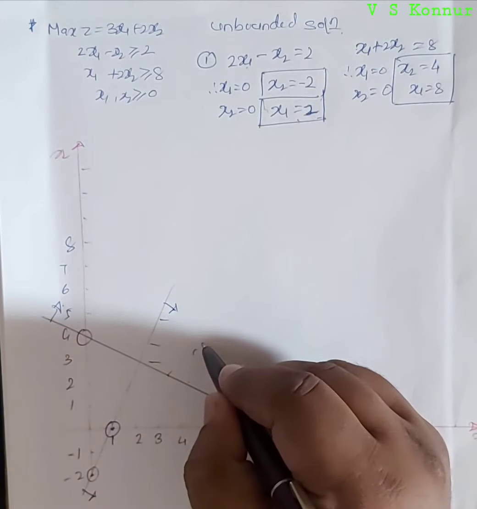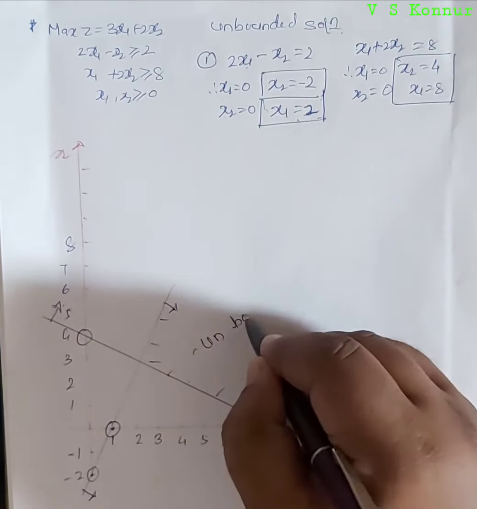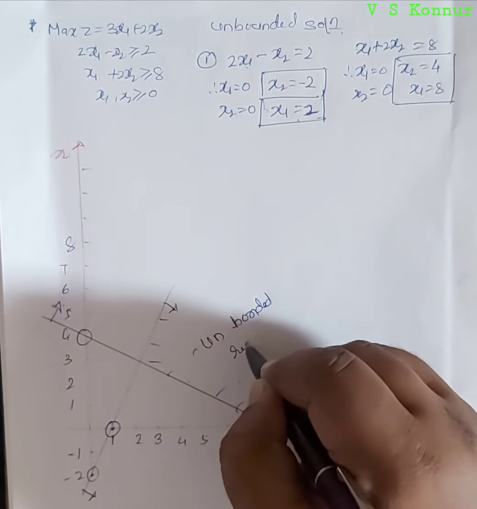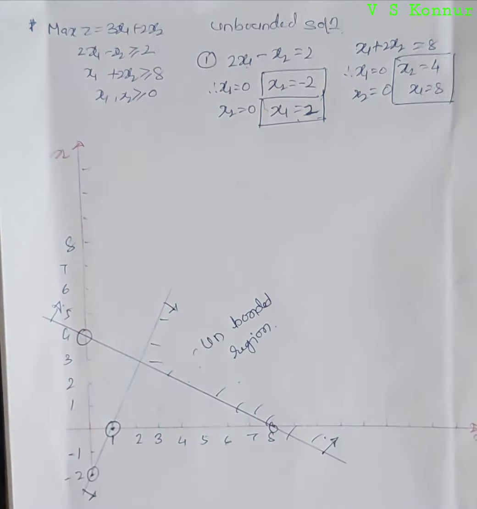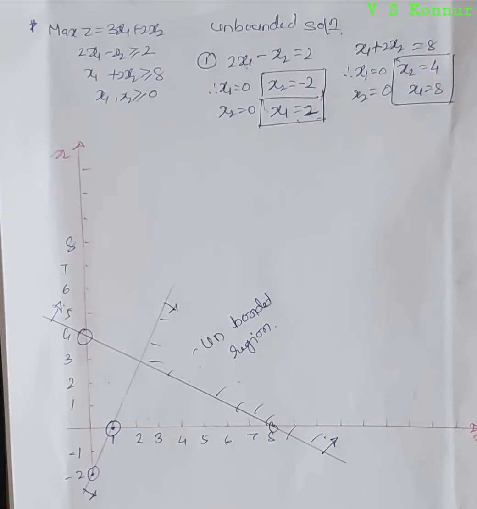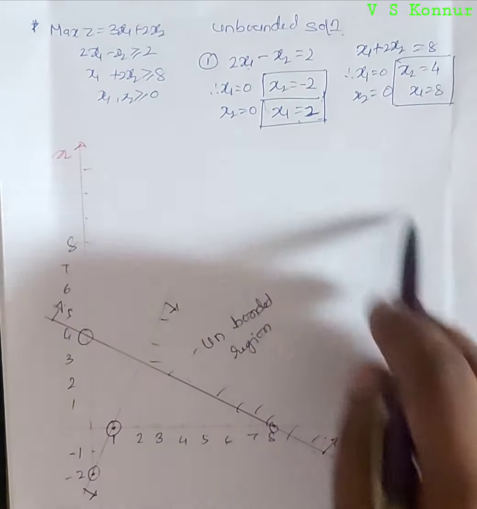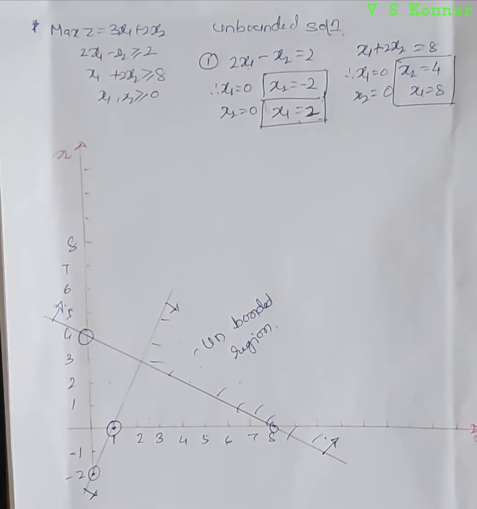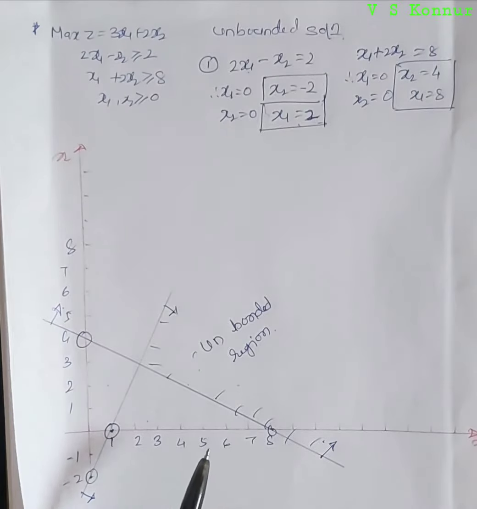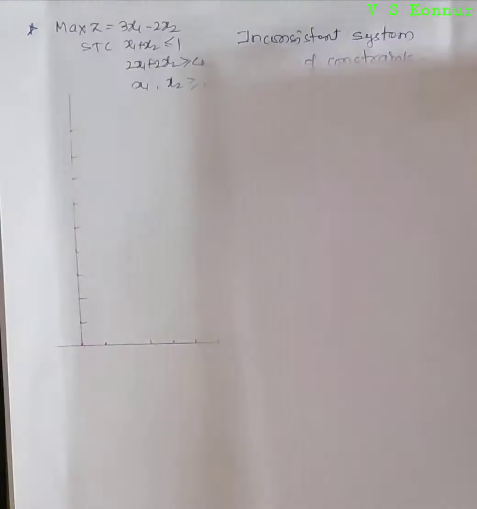This is called bounded, unbounded. If an unbounded region is there, we will not get any corners and we will not get the z value. Because if you are getting an unbounded region, there is no end for this region. That is called an unbounded region. So this type of problem may be asked.